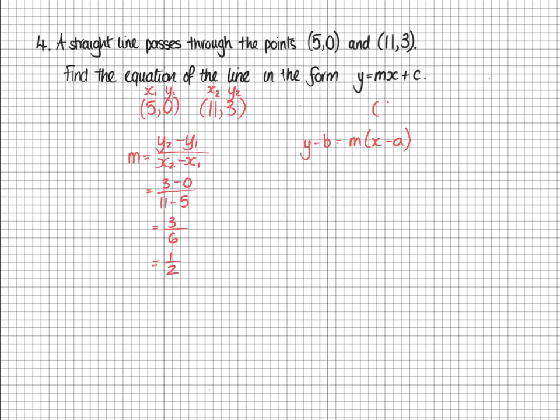It's always best or easiest to use one that's got a 0 in it, so we use the 5 and the 0, so a and b, and substitute in. So we get y take away 0, well, it's just y, and then we've got a half, and then we've got x take away 5. Multiply out our bracket, we get y is equal to a half x, minus 5 times a half, which is 5 halves, and that's us. Okay, so on to question 5.